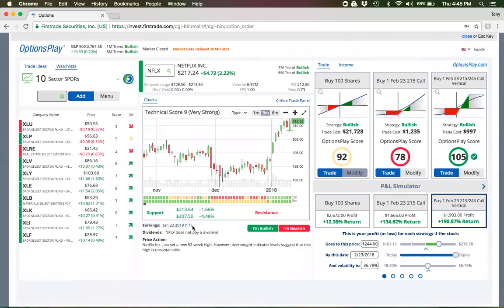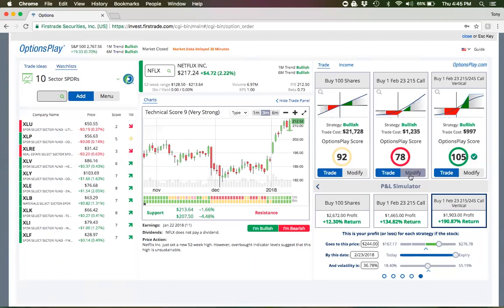Now with Netflix, I'm going to go through a slightly different example, because we talked about using calls in order to trade earnings on limited risk, and we talked about using expirations that are about 2 to 3 weeks out. So today what I want to do is show you some different examples so that you can see how you can use this platform to choose the right expiration date and the right strike price when you're trying to buy a call or a put for earnings.